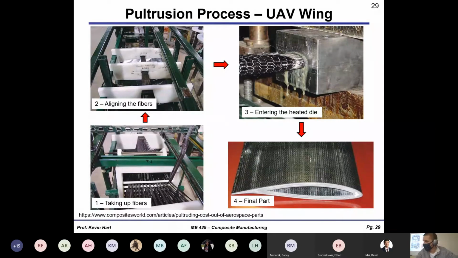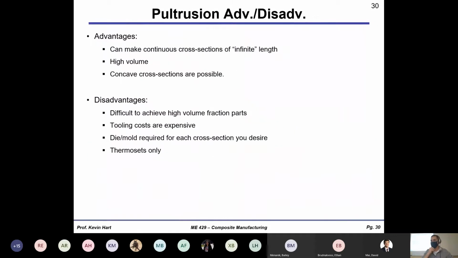It looks kind of nasty. But it's going to come into this die, and this die is heated. And on the back end, you're going to end up with a very nice looking cross section here. This is the cross section of an aircraft wing. Looks like some sort of wing element, maybe for a UAV or Formula vehicle spoiler or something. Who knows? Only the people that did this know. Right? So there's an example of the pultrusion process, making these continuous cross sections. Very useful for I-beams, wing elements, whatever, etc. All right. Some of the advantages and disadvantages: you can make these continuous cross sections of quote unquote infinite length.